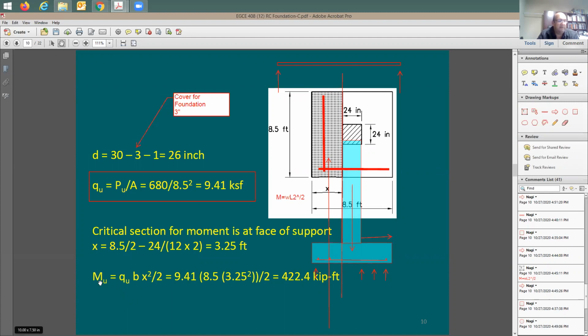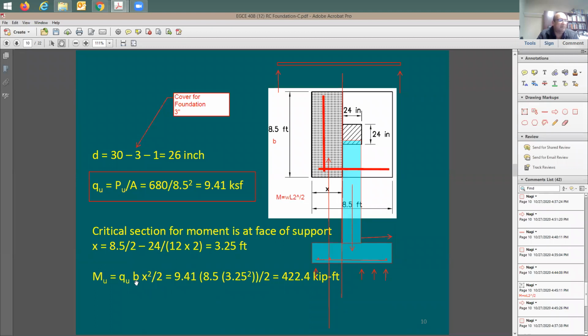Now, M ultimate at this section is going to be equal to Q ultimate, which is the pressure from below the footing, times B. B is going to be the width. In this case, I'm going to be calling this B the width of the footing, times X squared divided by 2, which means W squared divided by 2.